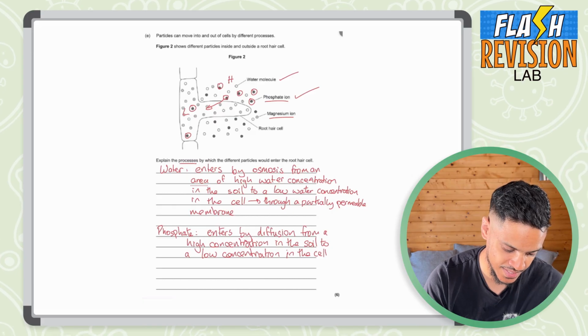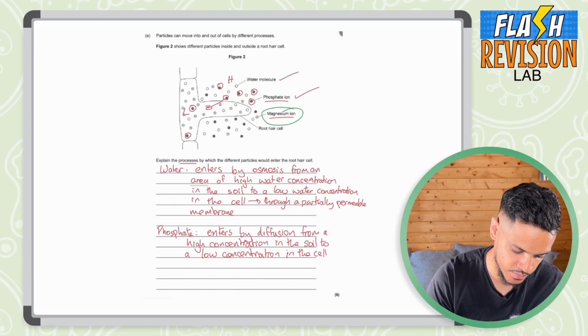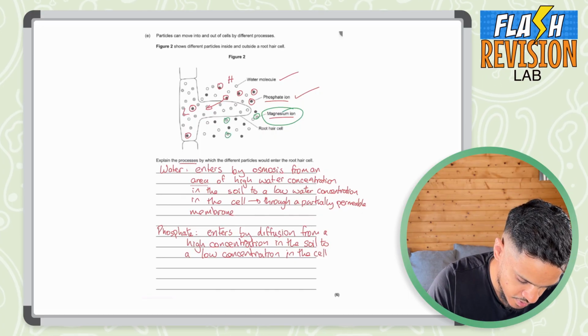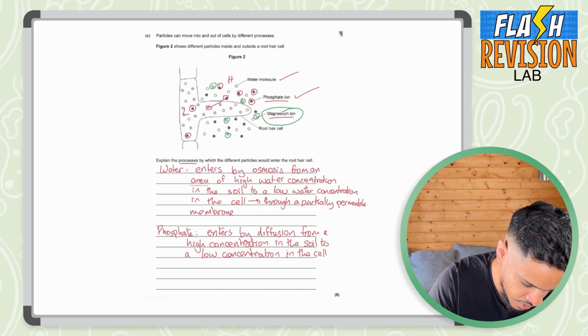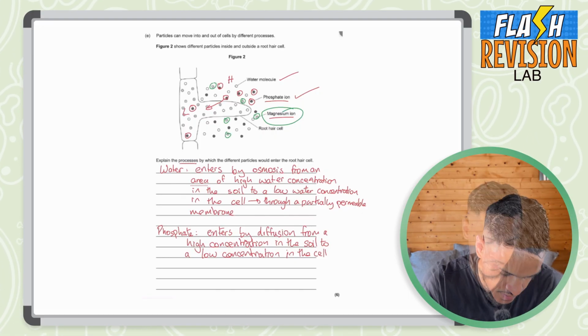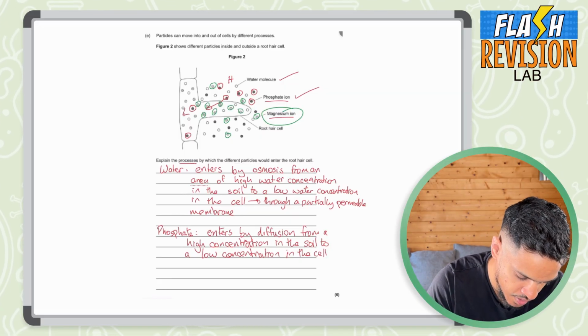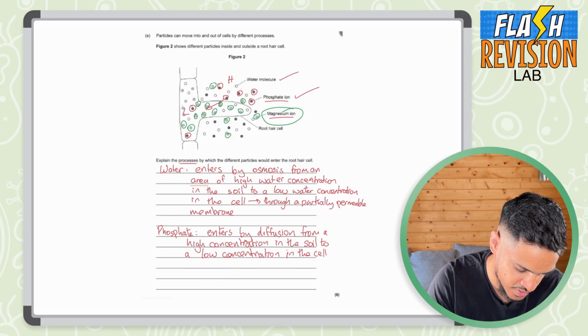Now let's look at magnesium ions. Let me use a different color for this one. So for magnesium, these are the circles with the crosses in them. So what we can see, there's only about 1, 2, 3, 4, 5 magnesium ions outside in the soil. Inside, there is a much higher concentration of magnesium ions, isn't there?